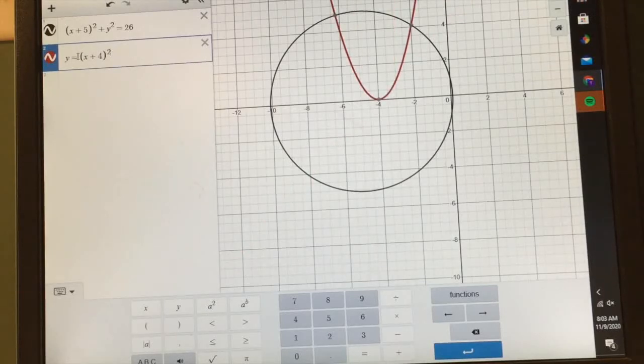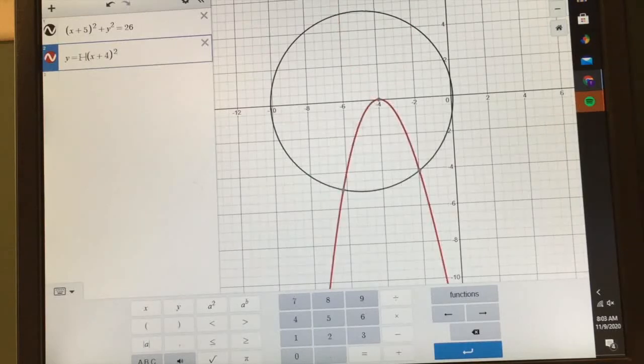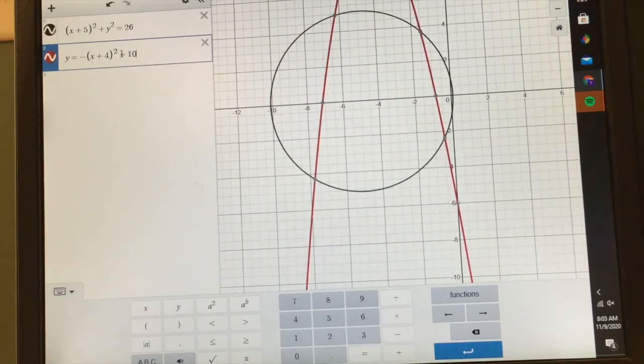And I'm going to make it negative, so it'll go down. And I think I'm going to make this have a plus 10, because I want it to have 4 intersections. So I'm just trying to randomly pick something that has 4, so you can see what that looks like. So it has 4 places where this intersects. See, so we could have as many as 4 answers.